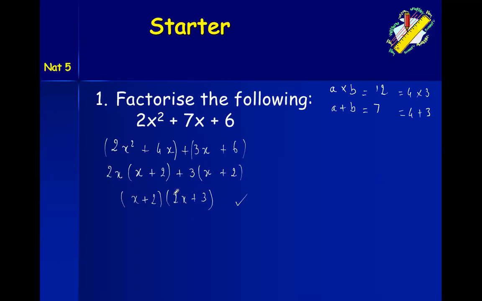And I can quickly check: 2x squared plus 3x plus 4x, that's 7x, 2 times 3, 6. So I know if this was 3 marks, 1, 2, 3, I would get them because I've quickly checked it. Okay, so the only difficulty, once you've found your two numbers, is to replace 7x to help you factorize further.